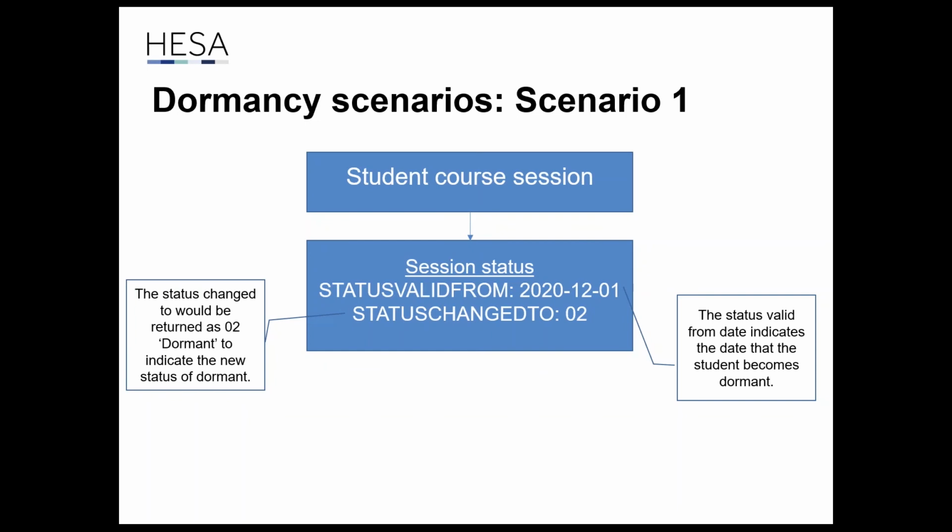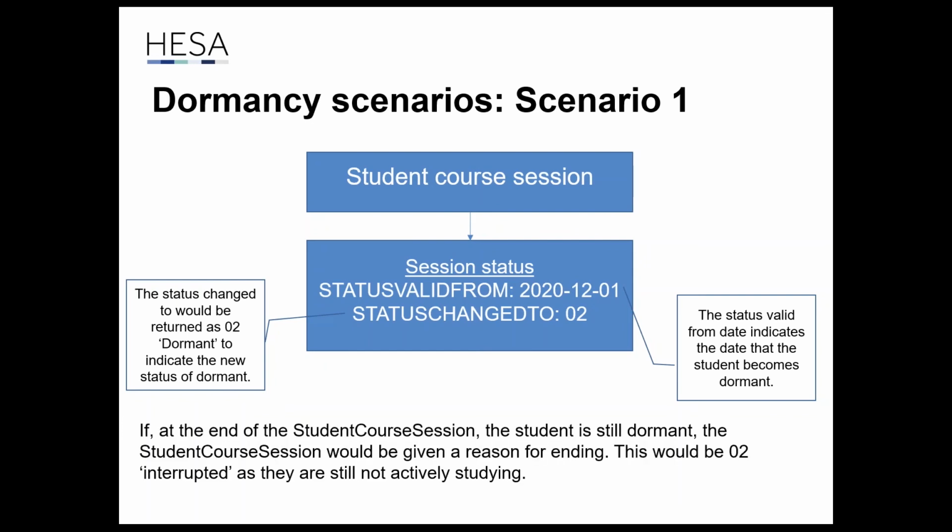Just to note that this is partway through the student course session. If at the end of the student course session, the student is still dormant, we'd expect to see that student course session closed with an end date and a reason for ending of interrupted, as they're still not actively studying. They've interrupted their studies.